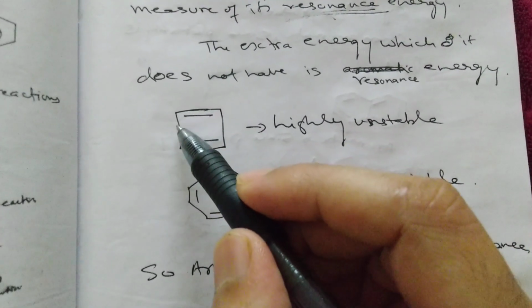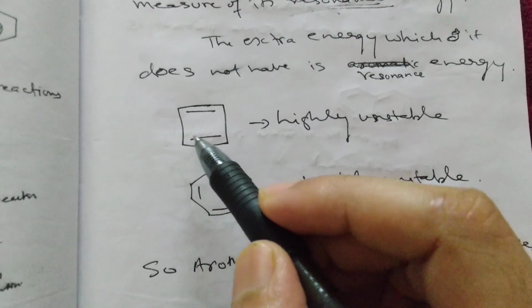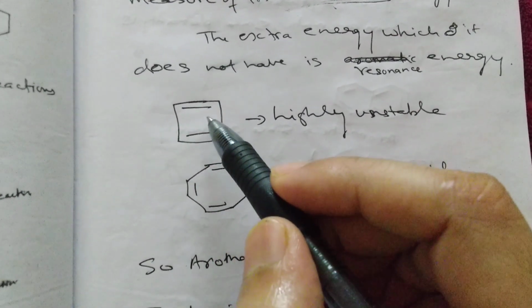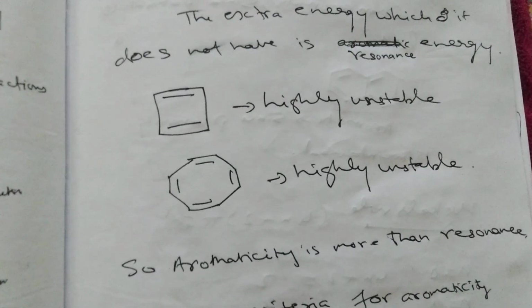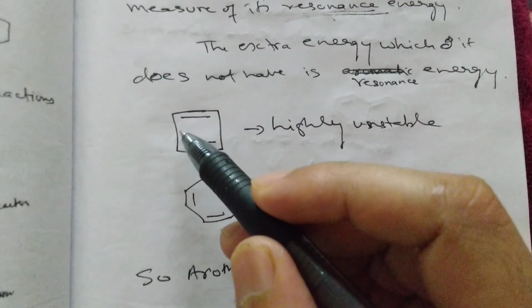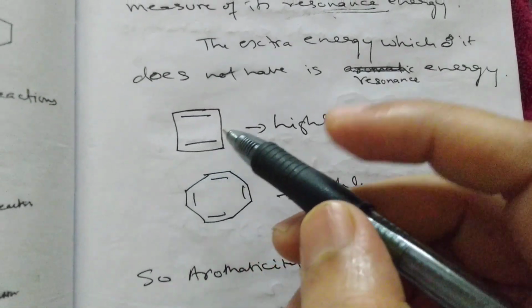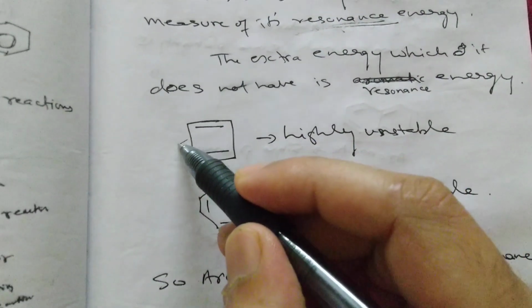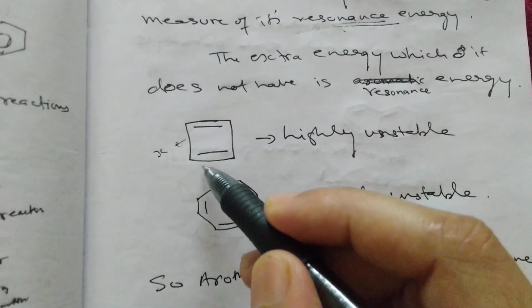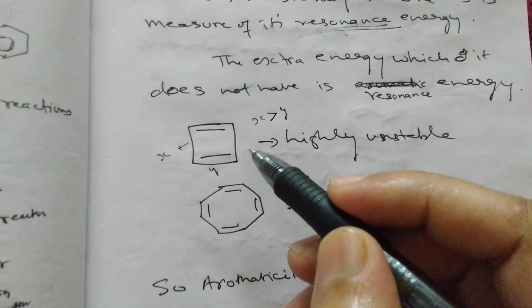This molecule is cyclobutadiene. Two enes are there, cyclobutadiene. Highly unstable actually. So unstable that if at all it is formed, it loses its planarity. You will start seeing double bond and single bond separation. That means you will see that this bond is longer, and then Y. If X and Y are there, X is longer than Y.